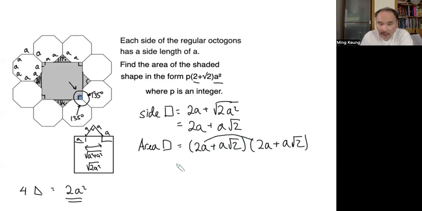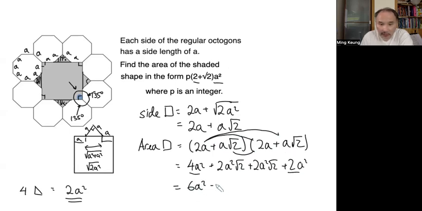Well, if I do this times this, I get 4A squared. If I do this times this, I get 2A squared root 2. If I do this, I get another 2A squared root 2. And then this times this, well, root 2 times root 2 gives me 2, and then I get 2A squared. And if I gather up the like terms, I get 6A squared plus 4A squared root 2. We've got two of those, let's get 4 of those. So that's the area of a square.